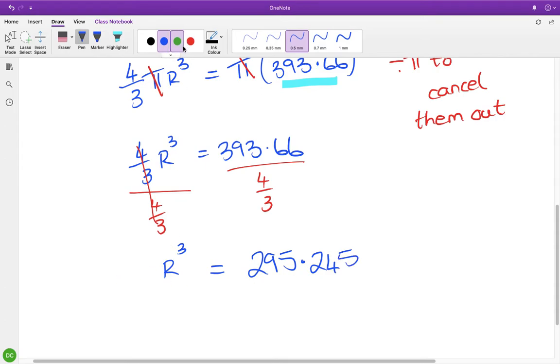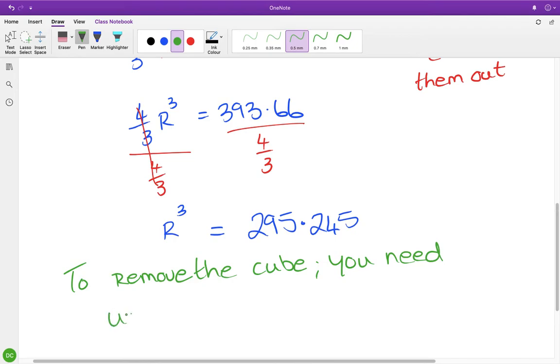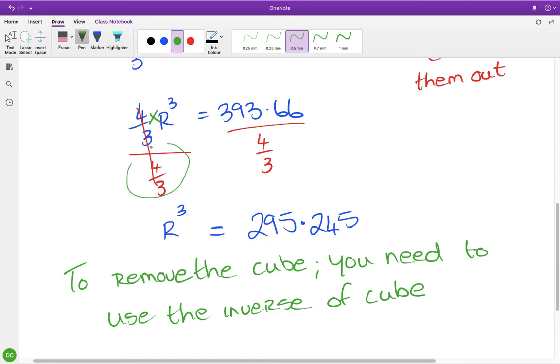Now, I need to get rid of this cubed. To remove the cube, you have to use the inverse of a cube. That's how you get rid of anything. So up here, this is a multiplication that I was trying to get rid of, so I used division to get rid of it. So you always do the opposite. If I want to remove this cube here, I need to use the inverse of a cube.